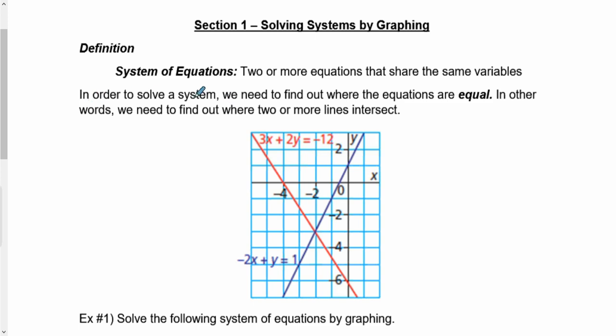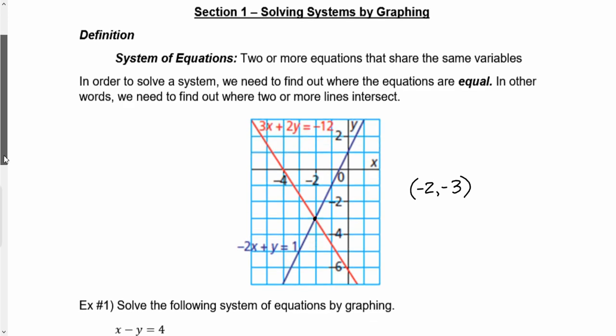Now, in order to solve a system, we need to find out where the equations are equal. In other words, we're finding where two or more lines intersect. If we have a blue line and a red line, they're crossing at one point, and that exact point is (-2, -3). Those are the coordinates of that point, and that's what we're going to be doing a lot.